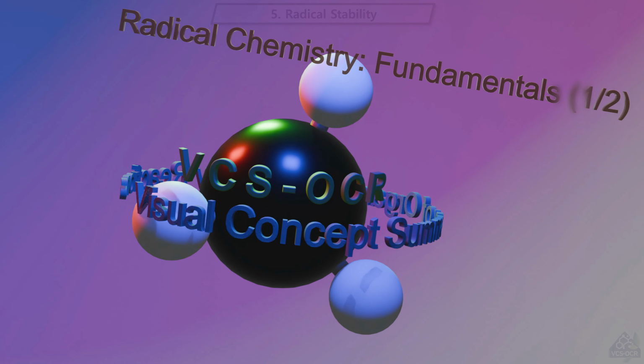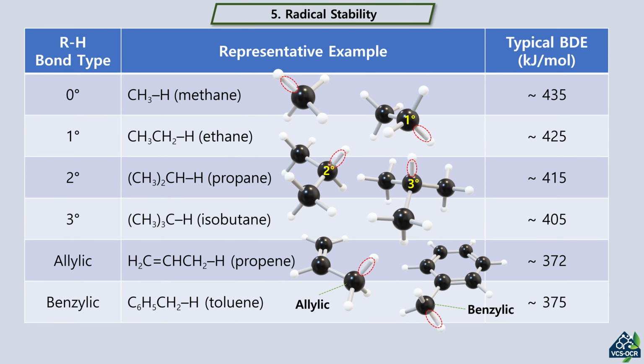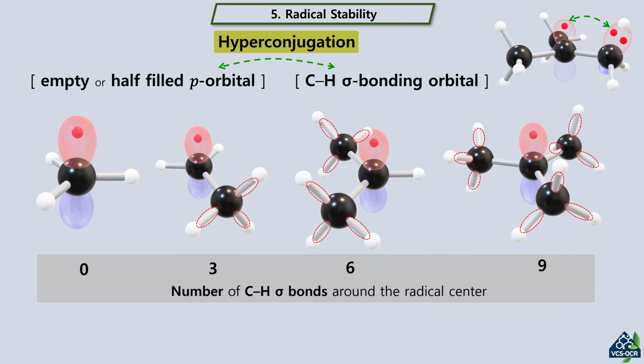To understand radical reactivity, we must first examine radical stability. The stability of a radical is reflected in the bond dissociation energy, or BDE, of the C-H bond cleaved to form it. In general, a lower C-H bond BDE corresponds to a more stable radical because less energy is required to generate it. Just like carbocations, alkyl radicals are stabilized by electron-donating alkyl substituents.